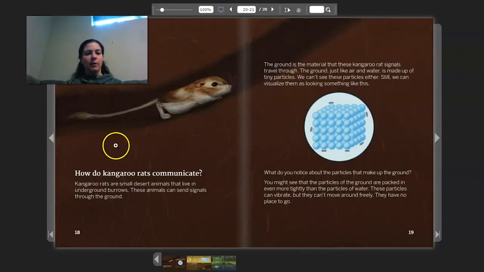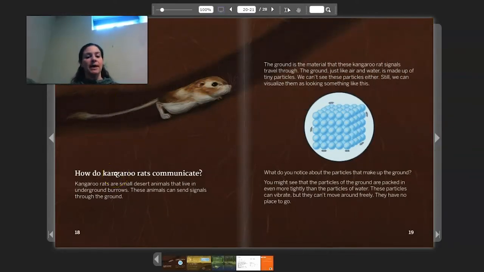Ooh, we've got a different animal. How do kangaroo rats communicate? Kangaroo rats are small desert animals that live in underground burrows. These animals can send signals through the ground. The ground is the material that the kangaroo rat signals travel through. The ground, just like air and water, is made up of tiny particles. We can't see these particles either. Still, we can visualize them as looking something like this. I recognize that.